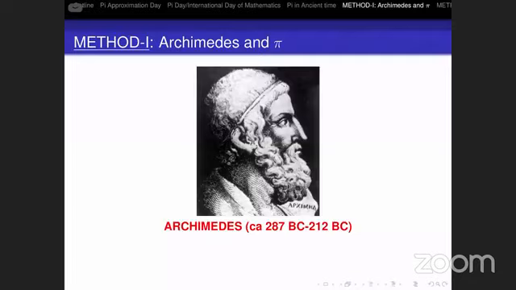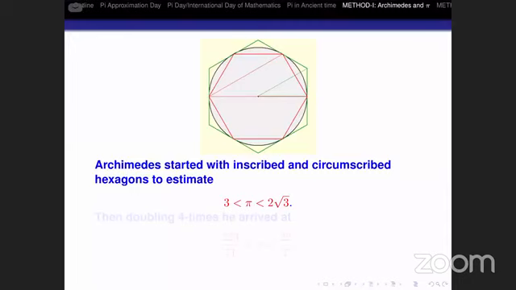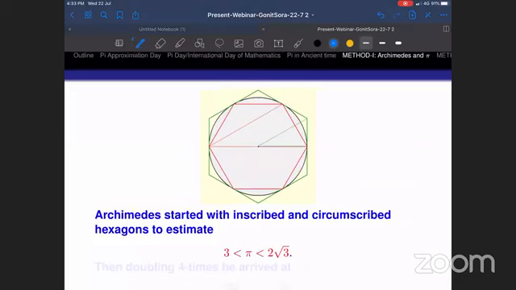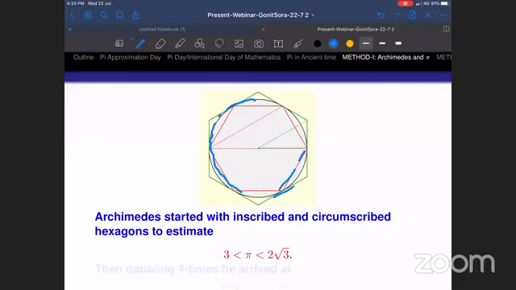Of diameter 1. So this is the circle, and he inscribed the circle with a hexagon. Hexagon means there are 6 sides. This is the inscribed hexagon, okay? And he circumscribed, that means this is the outer hexagon, 6 sides. The perimeter of the inscribed hexagon will be 3, and the circumscribed hexagon will be 2 over root 3.